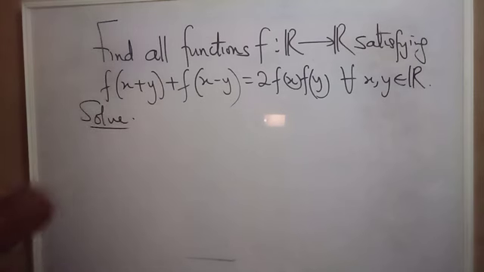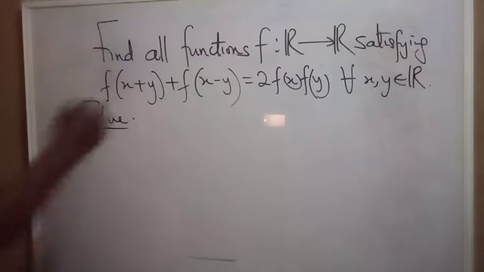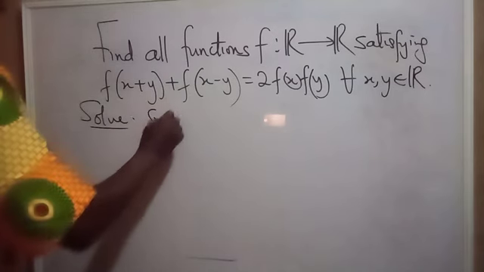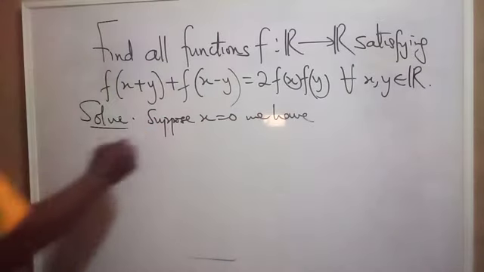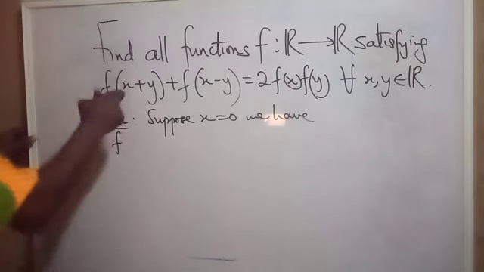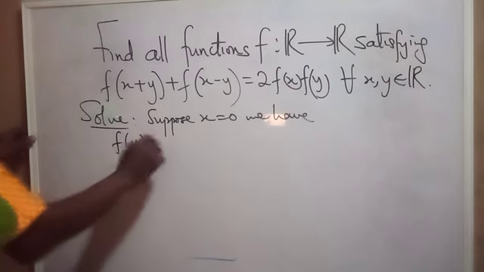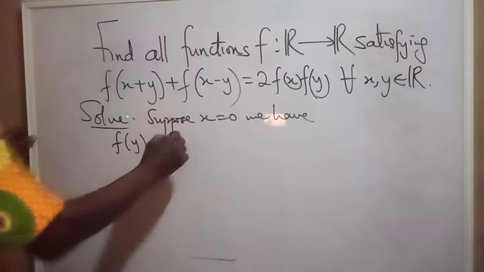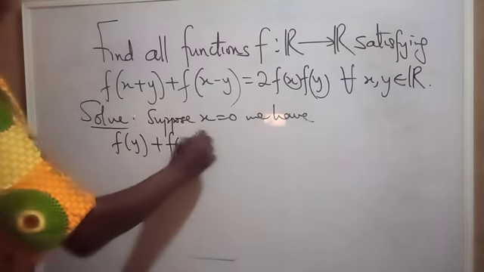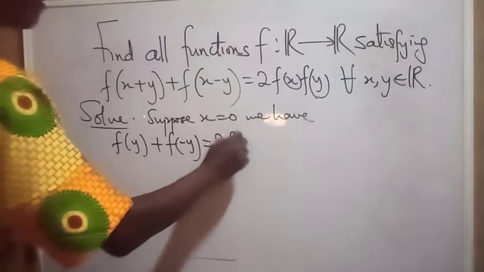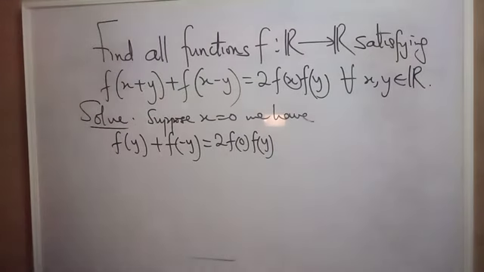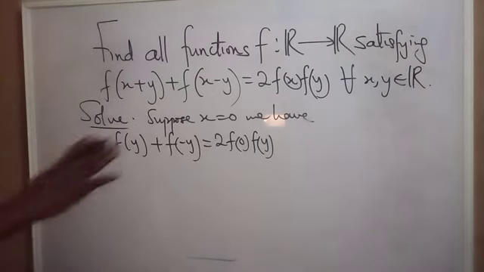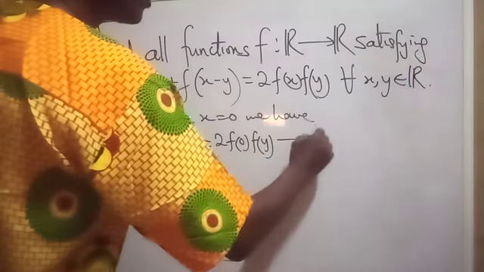Let's put x to be 0 and look at what the result will be. Suppose x equals 0. By the time we put x to be 0 here, we have f of 0 plus y, f of y, plus f of 0 minus y, is equal to 2 f of 0 f of y. That's what we get if x is equal to 0 in the first instance. Let's call this one equation 1.